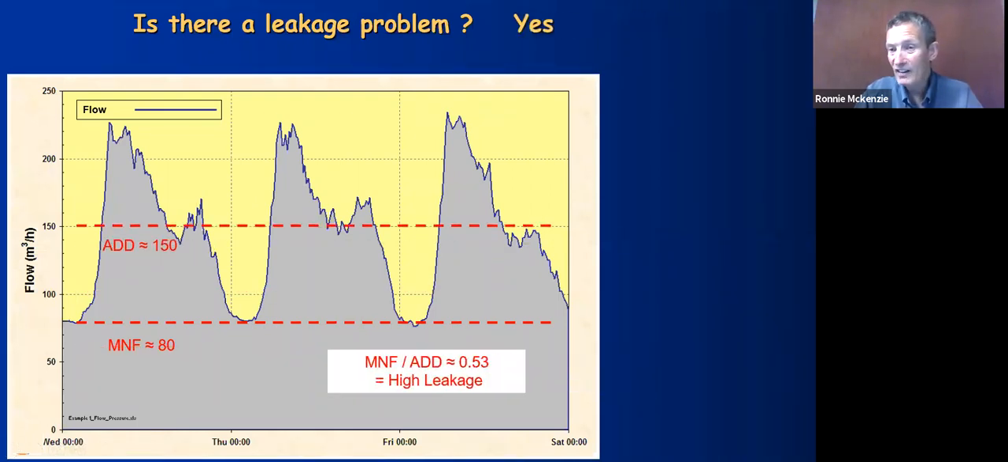Our little ratio that we like to use, which is our preference, it's a free world, we can use what we want, is 0.53. Even in South Africa, that would be considered quite significant. We have a leakage problem. And the answer to the question is yes.